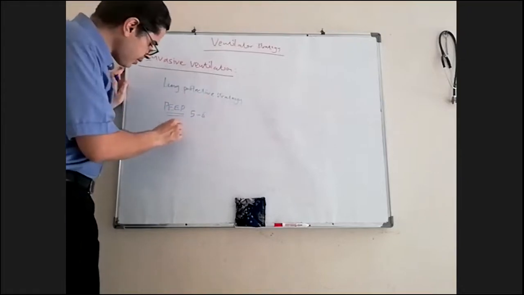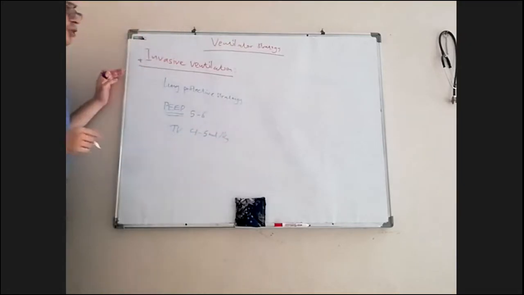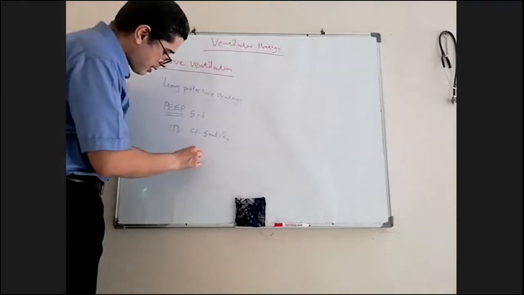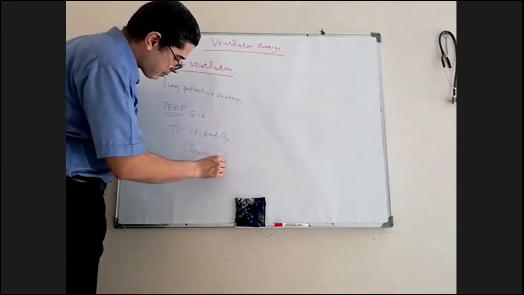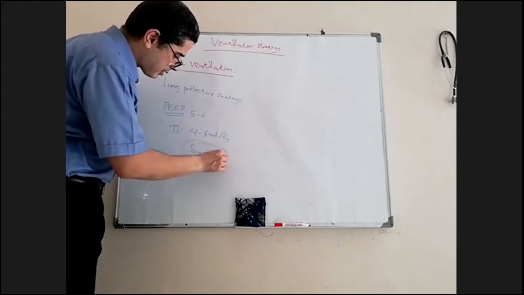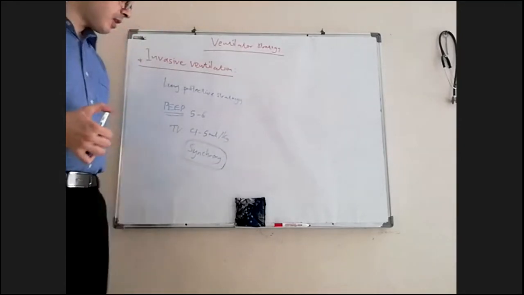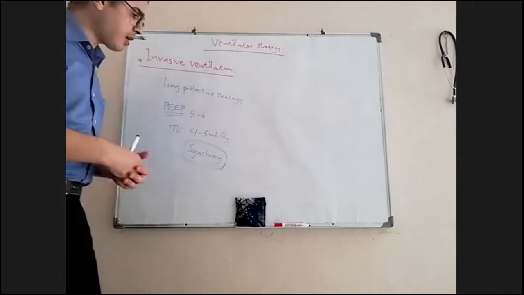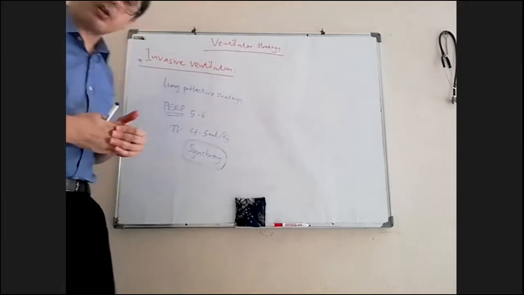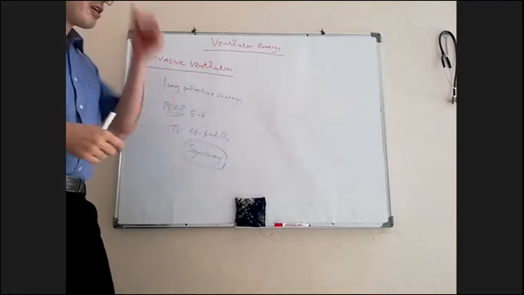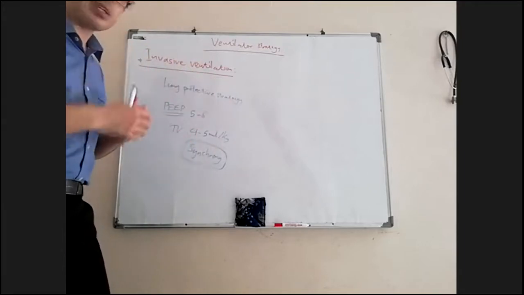Tidal volume. In RDS, you give just 4 to 5 ml per kg. And you need to pay attention to synchrony. Be sure the patient is synchronized with the ventilator. Synchrony is really important. If the patient is not synchronized, he will not be comfortable. Synchrony is a big subject. If you are interested, we can arrange another time to talk about patient-ventilator asynchrony. We have trigger asynchrony, we have cycling asynchrony. Each one has certain features and certain adjustments.